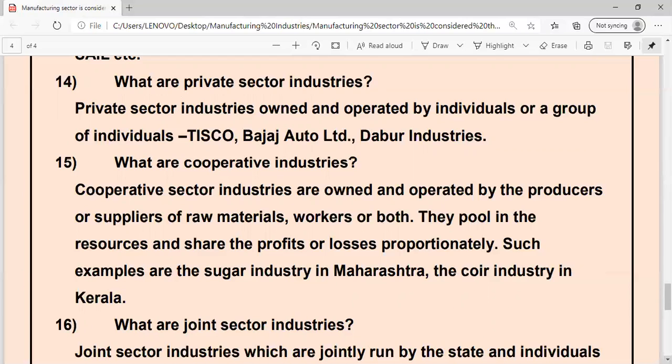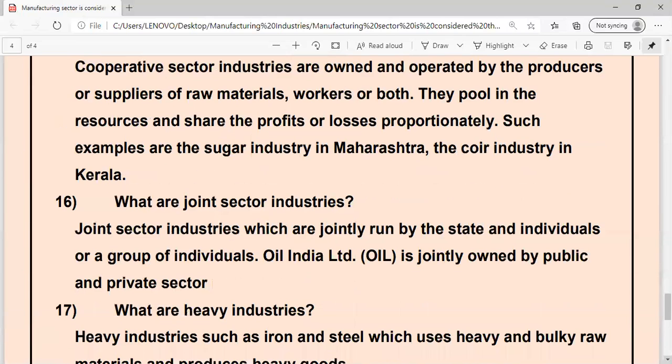So in the cooperative sector, middlemen will not be there, and one person will not become rich, as the profits are shared equally. So they pool the resources and share the profit or losses proportionately, like the sugar industry in Maharashtra, coir industry in Kerala. Now, what are joint sector industries? They are jointly owned by state and individuals or a group of individuals. So some part of the ownership or some share will be in the hands of government and some part of the shares will be in the hands of private individuals like Oil India Limited.